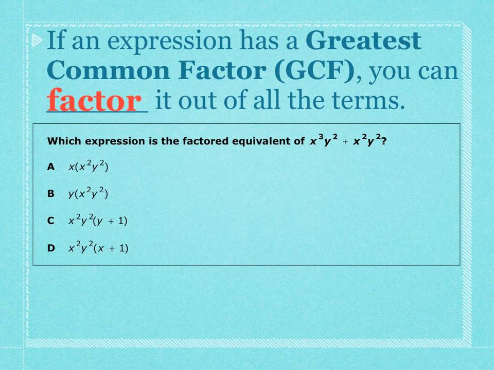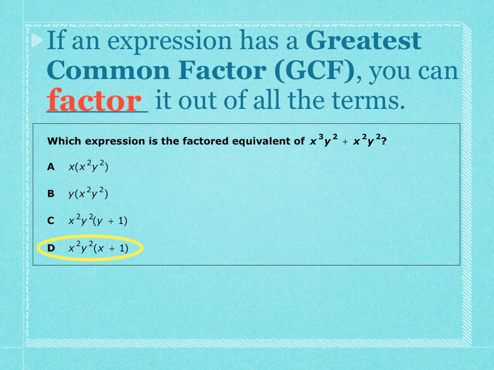Now, the smallest power of x is going to be squared, and both y's are y squared. So I'm going to be able to bring out an x squared and a y squared. For the first term, I would still need another x, so I'm going to have x plus 1 as the remaining binomial.